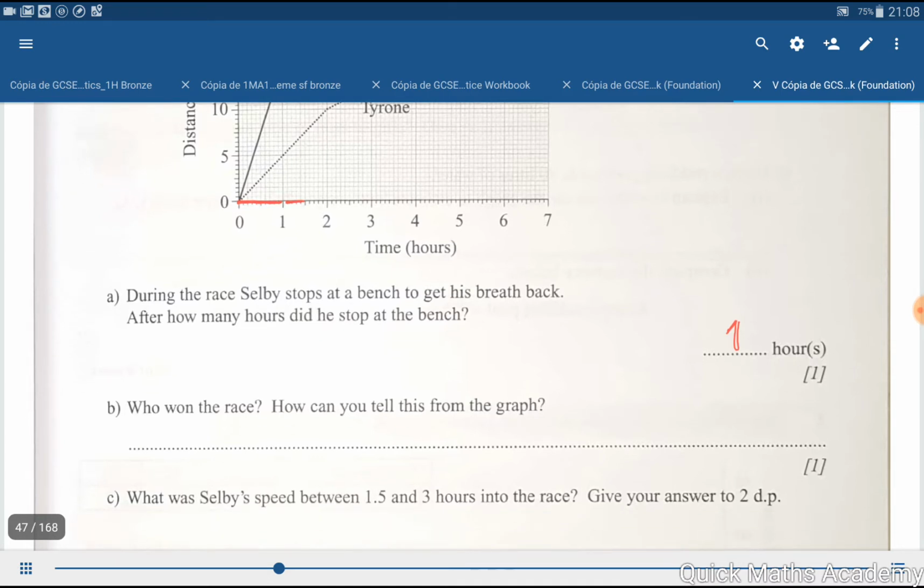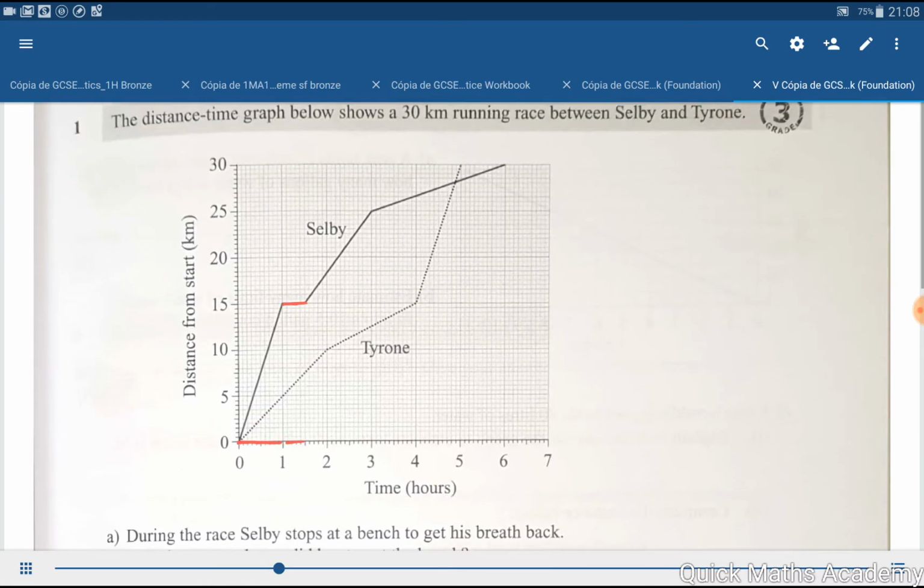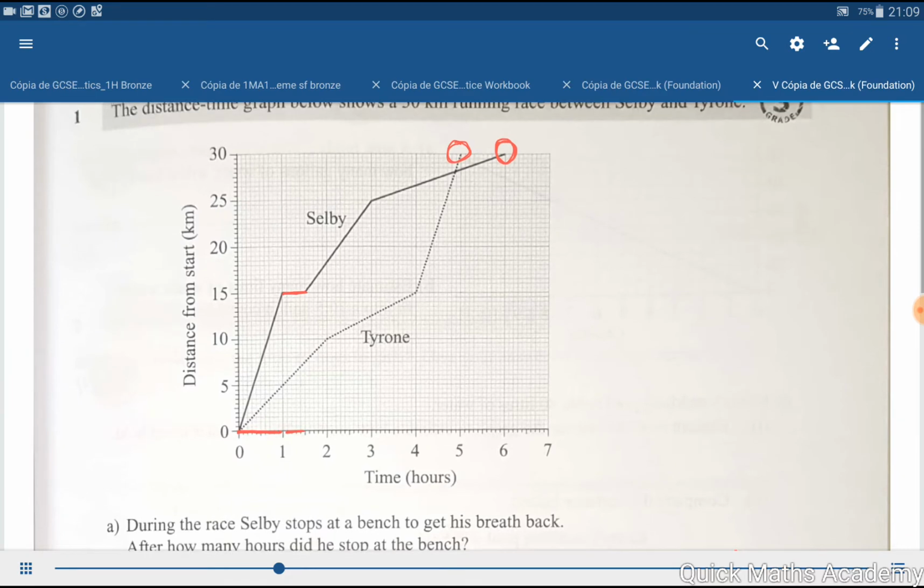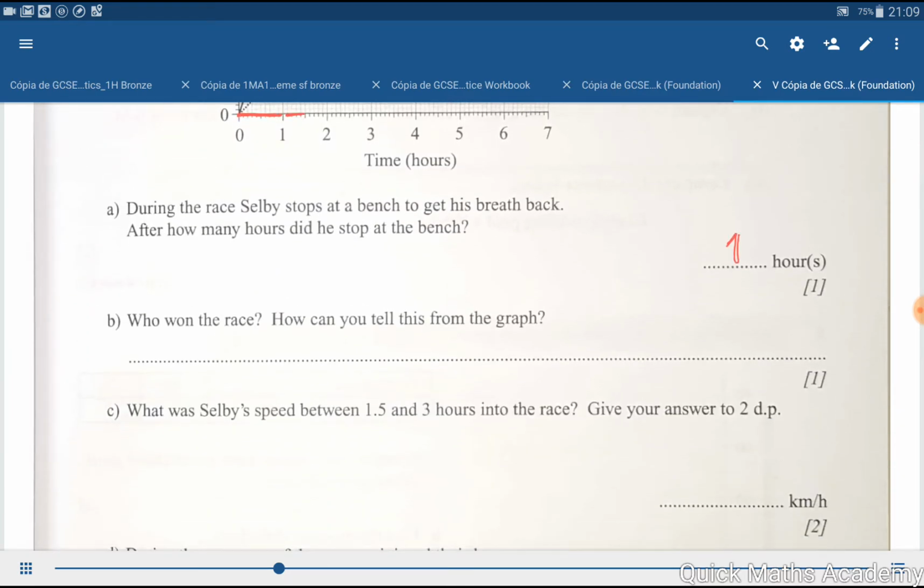Who won the race? How can you tell this from the graph? The one that wins the race is the one that ends the race in less time. The one who won was Tyrone. We can see it here. It was 5 hours, and Selby took 6 hours. So we write it was Tyrone.